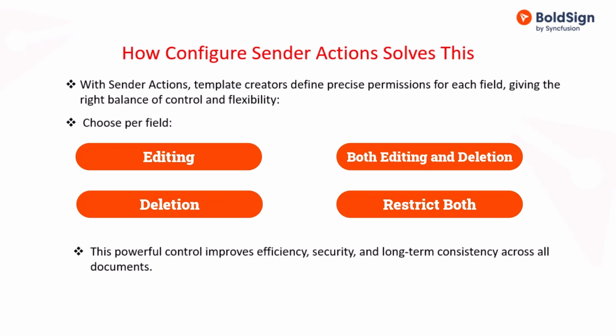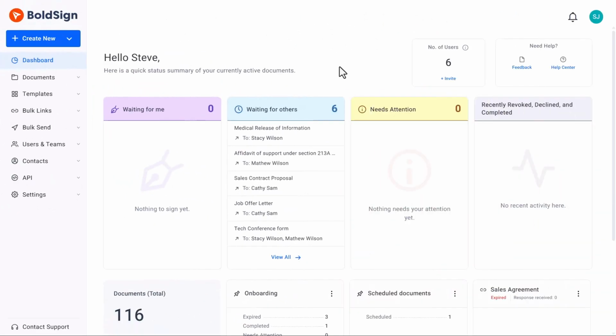Now let's use a scenario. Imagine an HR manager creates a job application template. HR associates will use it daily to send applications to candidates. The manager wants associates to fill in recipient details and send quickly, but not change critical fields that affect compliance and consistency. Let's walk through how to set that up.